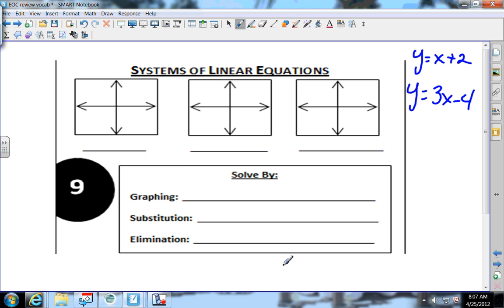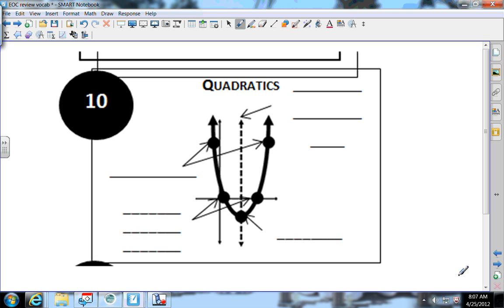Next. What about this? Quadratics. Don't write anything down yet. Let's just kind of look and see. What is this?